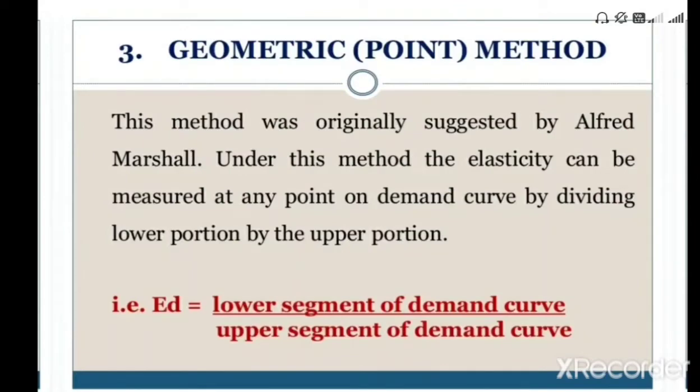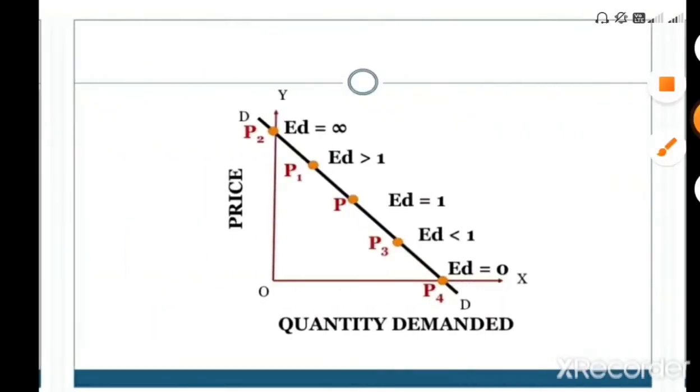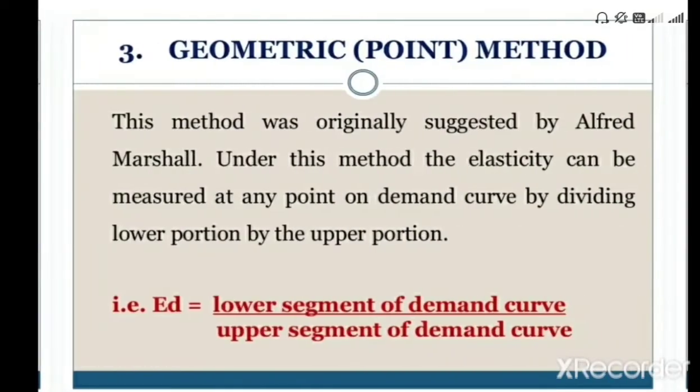The third method is the geometric method. This method is also called the point method. Why is it called the point method? Here we will be measuring the elasticity of demand by comparing these points. First we'll try to understand the definition, then we'll try to understand this graph. What is the meaning of this method? This method was originally suggested by Alfred Marshall. The previous method was also suggested by Alfred Marshall, and this method is also suggested by Alfred Marshall.